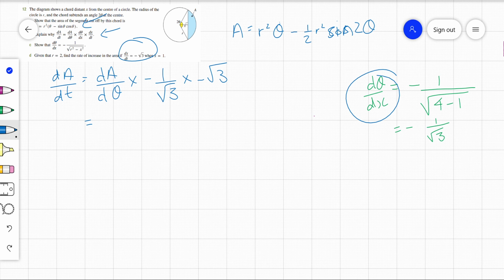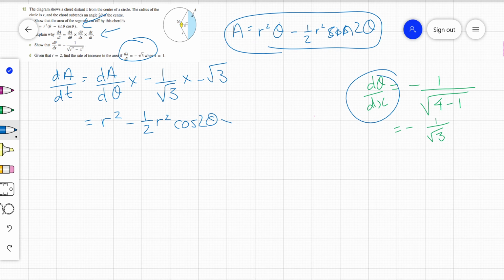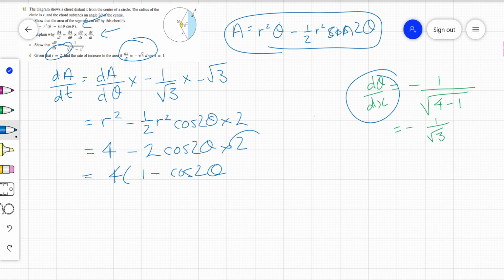So dA to theta, I'm differentiating this with respect to theta. So I'm going to get R squared, that's that first term. And I'm going to get half of R squared. Now sine 2 theta will go to cos 2 theta times 2, chain rule. All right, but we know that R in this case is 2, so this is going to be 2 squared minus half of 2 squared, cos 2 theta times 2. So at the moment we've got 4 times 1 minus cos 2 theta, because you've got that 2 times 2 is 4.